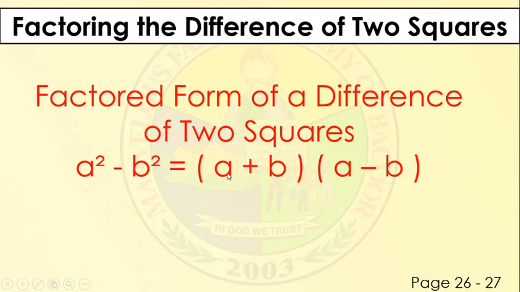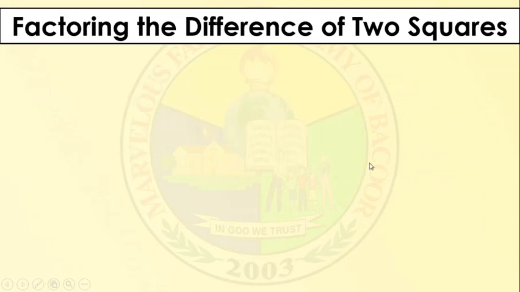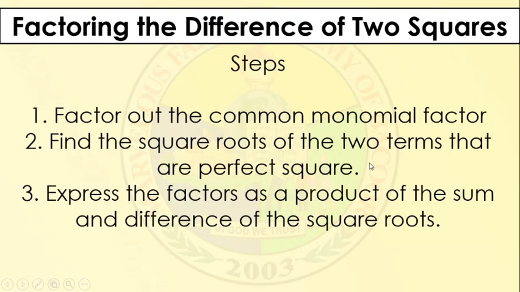Okay? And then yung magiging result nun, a, ayan, parehong a yung square root ng first term, and then square root ng last term. Pagkatapos mo makuha yung square root ng first and last term mo, isusulat mo naman ngayon yung kanilang operation, which is sum and difference. Okay? Kaya po tinawag na the difference of two squares. Okay? So for example, before we proceed to our example, let's have steps.